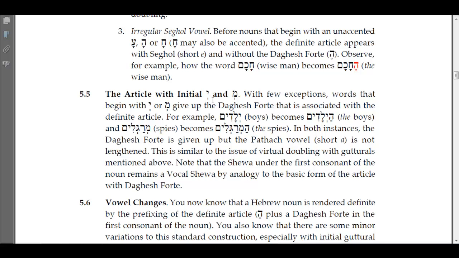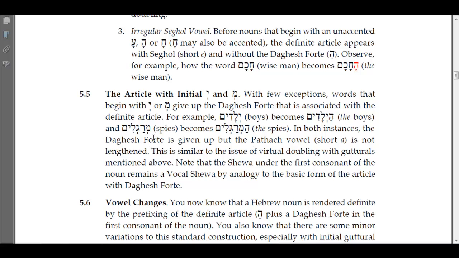When we have, with few exceptions, words that begin with yod with a shva or mem with shva, they give up the dagesh forte that is associated with the definite article. So whenever we have yeladim, masculine boys, it becomes ha-yeladim. You notice that the dagesh forte has dropped out of the yod here. What would normally be a dagesh forte there drops out.